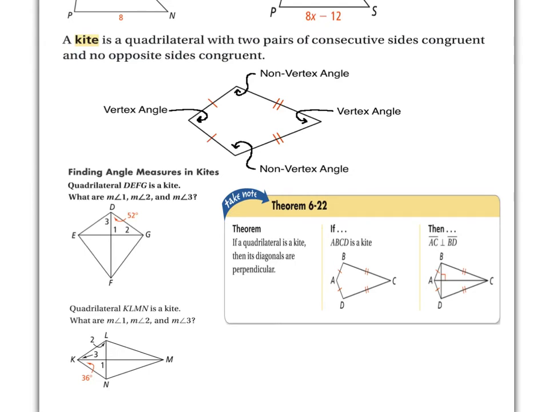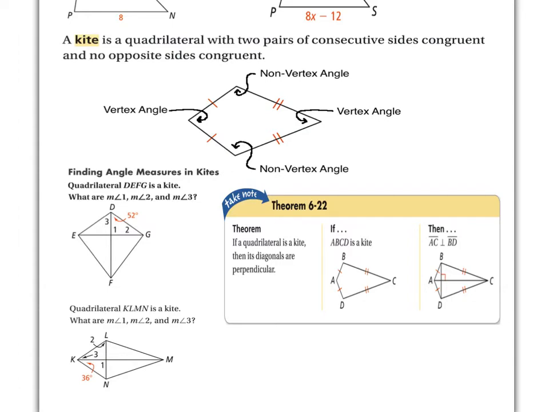This is section 6.6, part 2. And in part 2, we're going to be talking about kites. Okay? So as we look at this here, a kite is a quadrilateral with two pairs of consecutive sides congruent and no opposite sides congruent. So here's a picture of a kite.